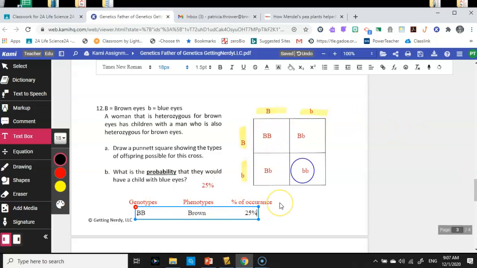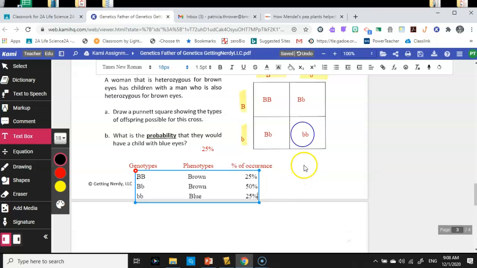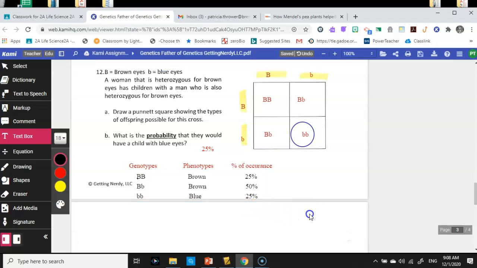All right. Then we have also this genotype. It's also going to give you brown eyes. That's going to occur 50% of the time, because you've got 2 out of 4. And then the one we've already talked about, there's your blue-eyed baby. That's going to happen 25% of the time. Okay, do y'all see that? So I may ask you to set it up in a table kind of thing like this right here.